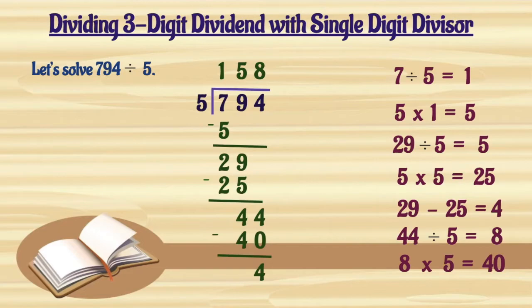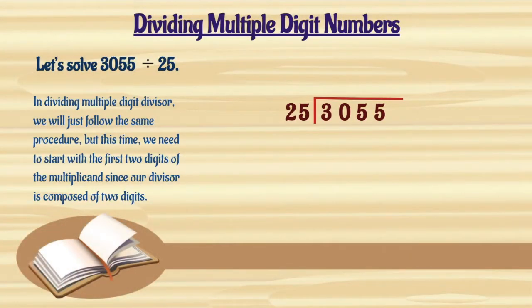Do we still have any digit to bring down? None. Meaning 4 will be our remainder. 794 divided by 5 is equal to 158, remainder 4. Now learners, let's try dividing multiple digit numbers.